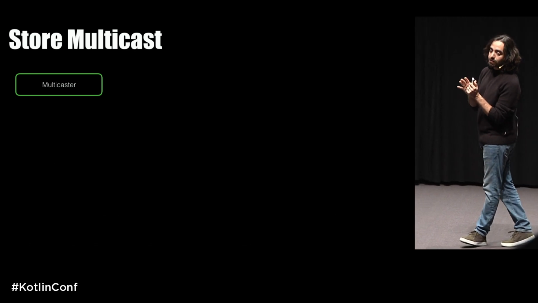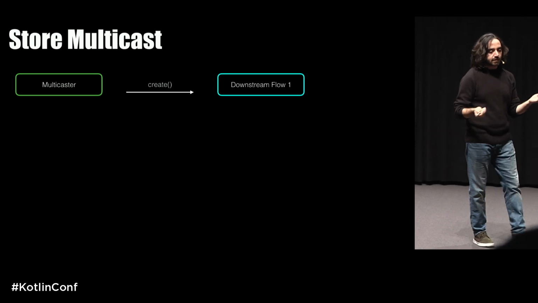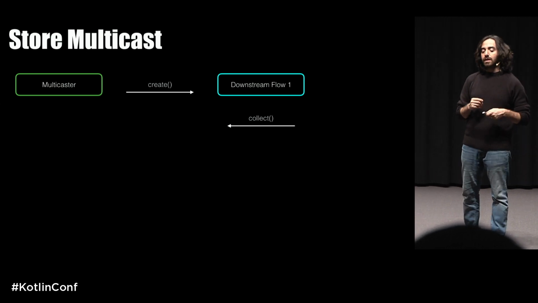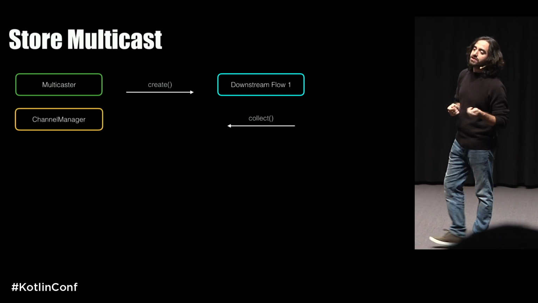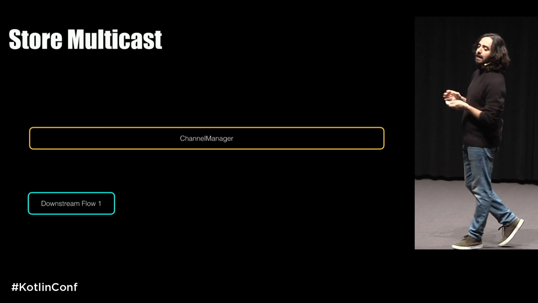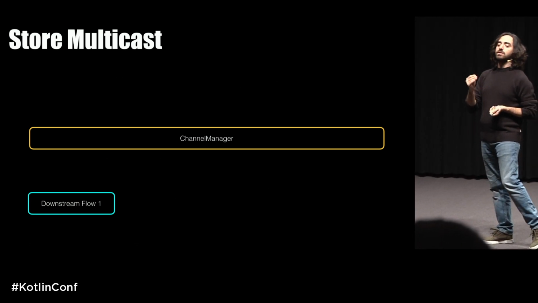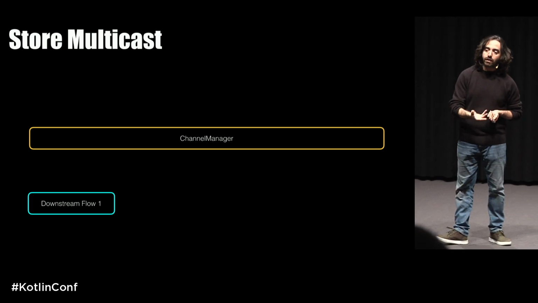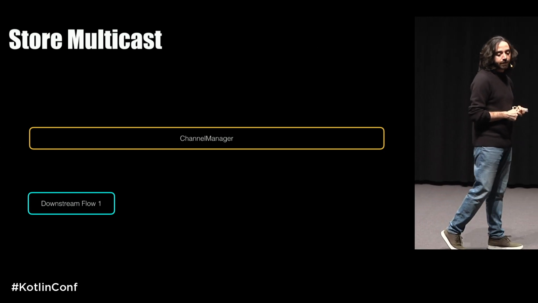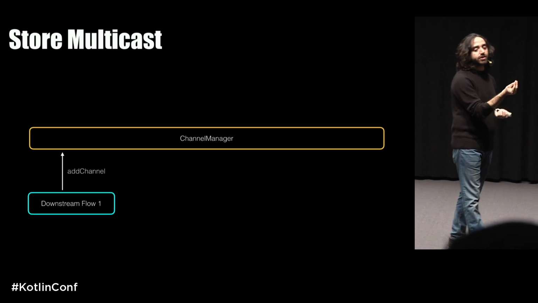So let's see what happens when you run it. When you get a downstream flow from the multicaster, it's just a flow, nothing happens. But then when that flow starts collecting, it starts talking to this channel manager. So let's look at that relationship. This downstream flow creates an unlimited channel for itself. Keep in mind, when you want to start thinking about going between contexts, you need to have a channel. Flow doesn't do that. Flow is always in the same context by itself. So this downstream flow will create a channel for itself and send it to the channel manager.